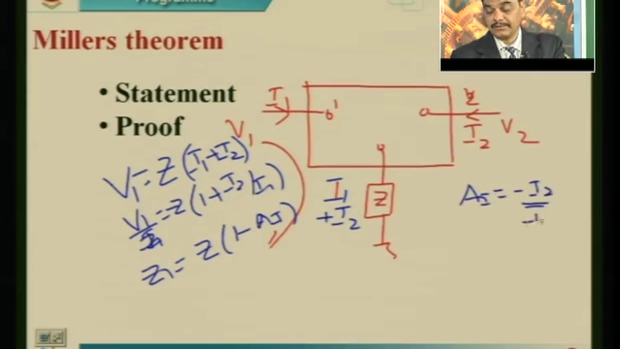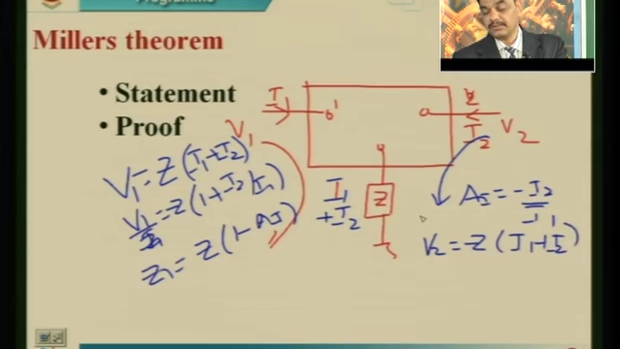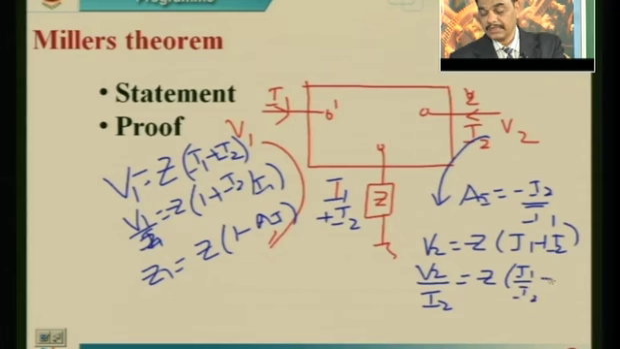Similarly, applying KVL to this path, you get V2 is equal to Z into I1 plus I2. Then dividing both sides by I2, you get V2 by I2 equal to Z into I1 by I2 minus 1.